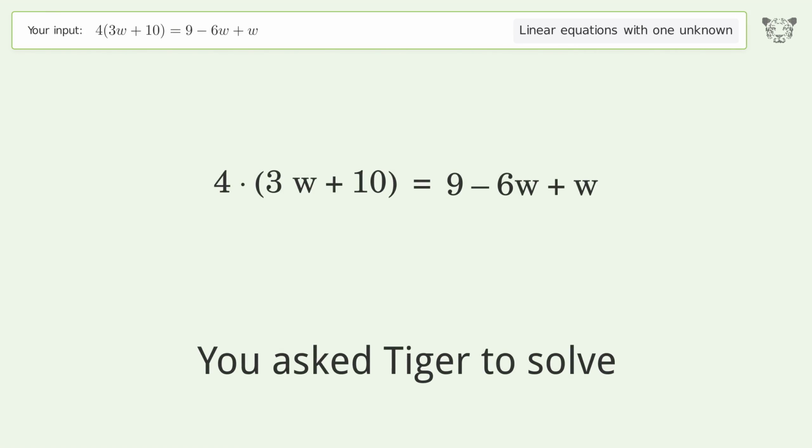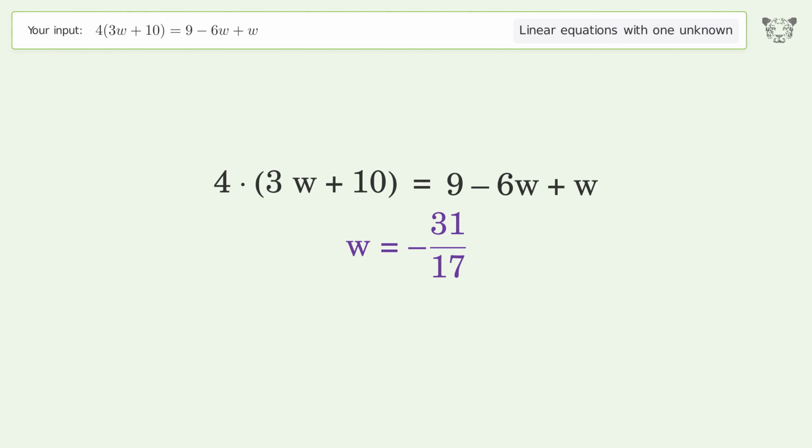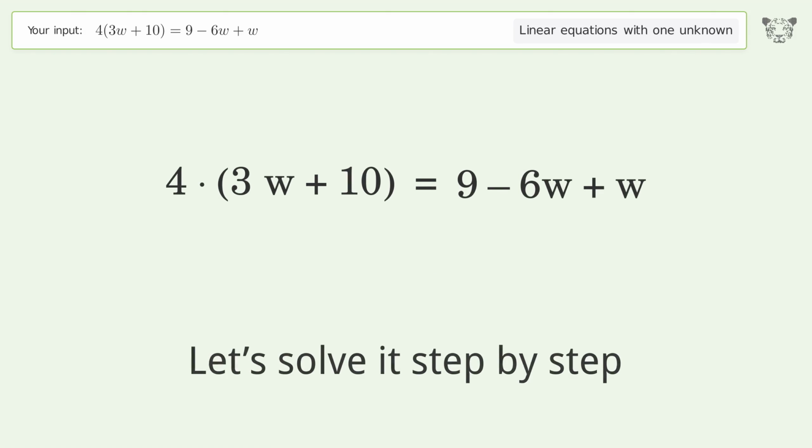You ask Tiger to solve. This deals with linear equations with one unknown. The final result is w equals -31/17. Let's solve it step by step.